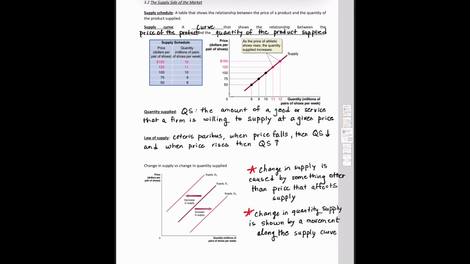Okay, so that pretty much sums up the demand side. Again, it is important to remember there is a difference between the change in demand and change in quantity demanded. Remember, a movement along the curve is a change in quantity demanded, while a shift of the curve is a change in demand.